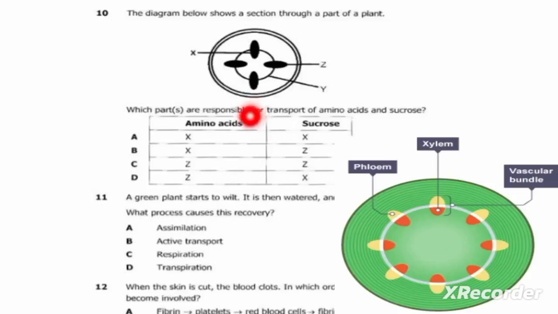Vascular cambium is found between phloem and xylem. So therefore, amino acids and sucrose are transported by phloem, and we can see that phloem is being represented by Z. So therefore, our correct answer is C.